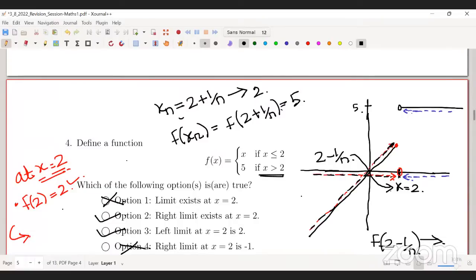Yeah, greater than 2. Because 2 plus 1 by n is always greater than 2. So x is greater than 2. That means f of 2 plus 1 by n is 5. That means this new sequence, f of xn, doesn't converge to f of a, which is 2, right? That's why this function is not continuous at x equal to 2.